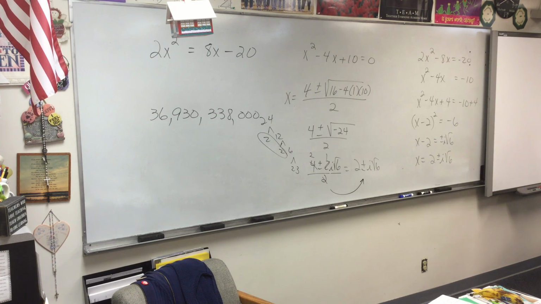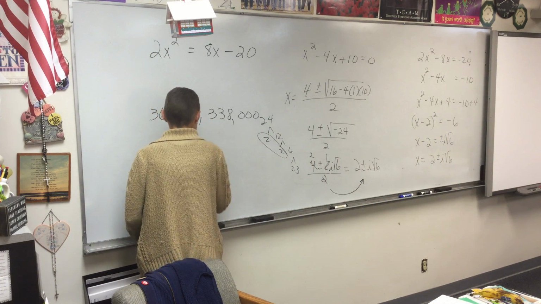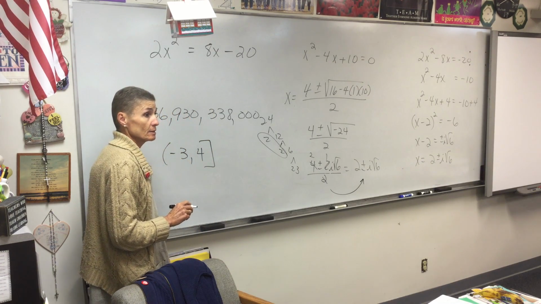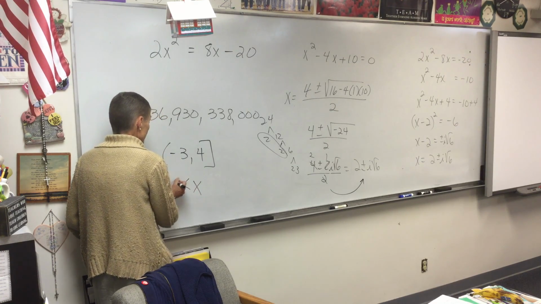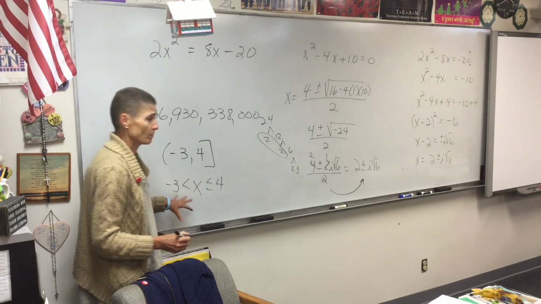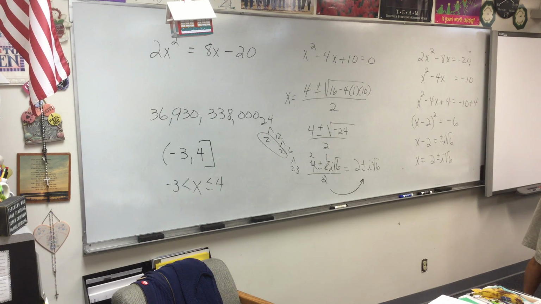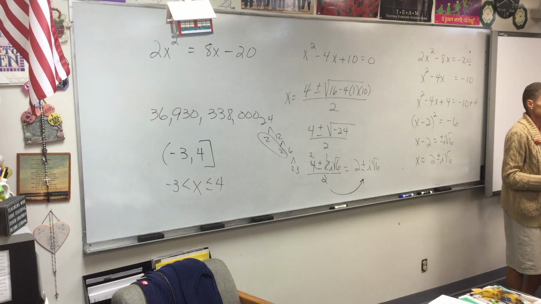Still in P1, number 29. The interval from -3 to 4. And it says convert to an inequality. So this describes all of the numbers bigger than -3, less than or equal to 4. If you did it on the number line, it would be open at -3 and closed at 4.